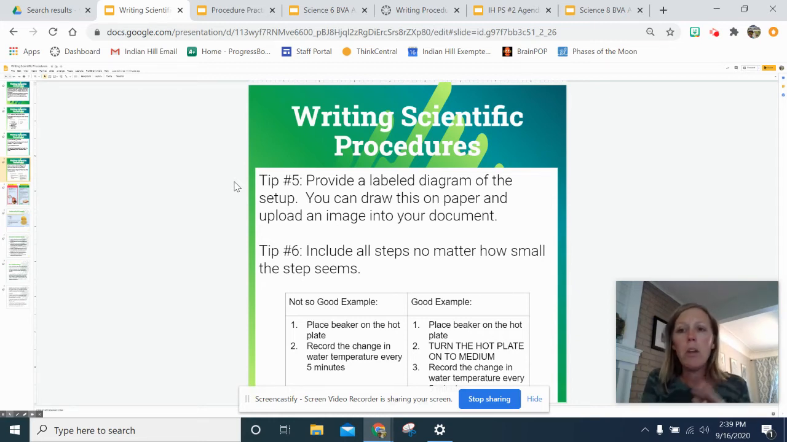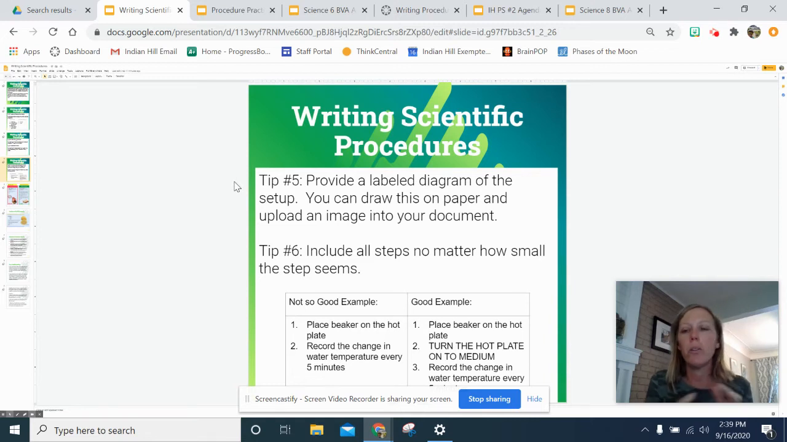You guys, for this lab, you can draw out your experimental design. I actually want you to draw out your experimental design and then label the picture. Just snap a picture of it with your Chromebook and insert that picture right into your procedure slide. By the way, if you need a second slide for procedures, it's okay. Go ahead and add a second slide.